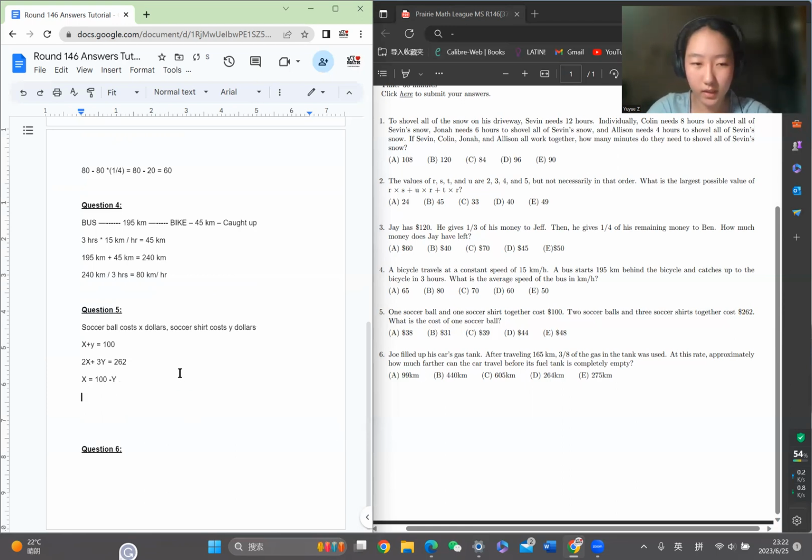As we only need to solve for X, let's have Y equals 100 minus X, a variation of the first equation. Again, we substitute it in. So 2X plus 3 times (100 minus X) equals 262. 2X plus 300 minus 3X. Error here. We should be substituting Y with an expression in X.